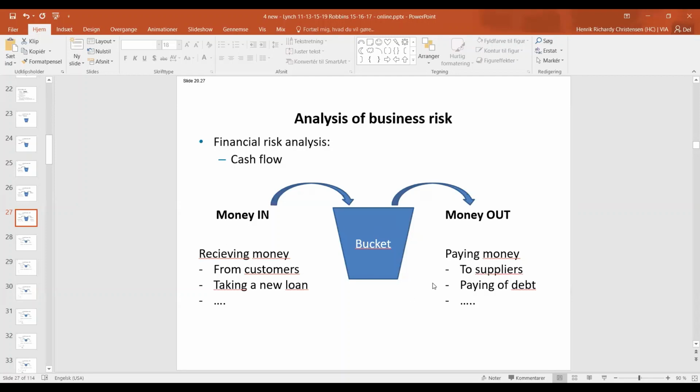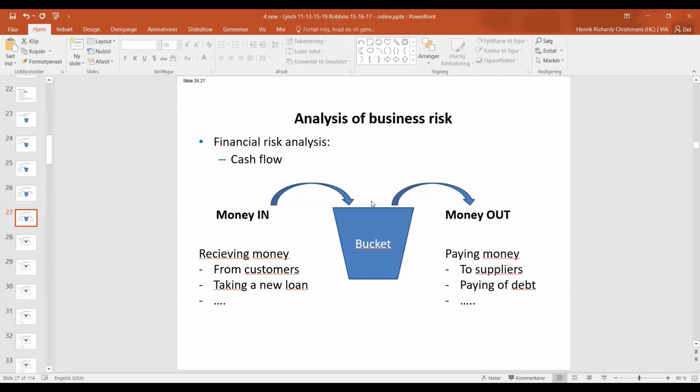It could also be that we are paying off debt. Remember that we took a loan over here. If we pay off some of our debt, that means that we are taking some of the money in here and giving it to the bank that we have borrowed the money from. So cash flow is about when do we have money going in and when do we have money going out.